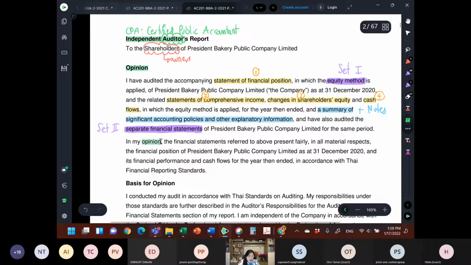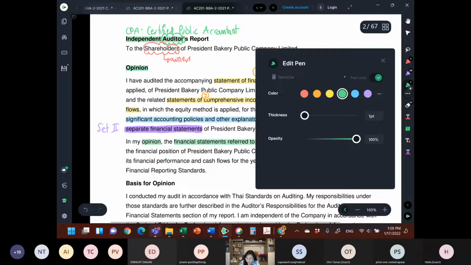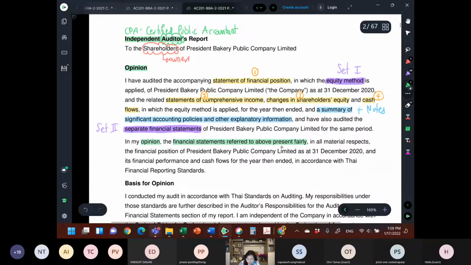So here it said, in my opinion, the financial statements referred to above present fairly in all material respect. Okay, so this is what you want to see. Present fairly. So this is good. This is a clean report.